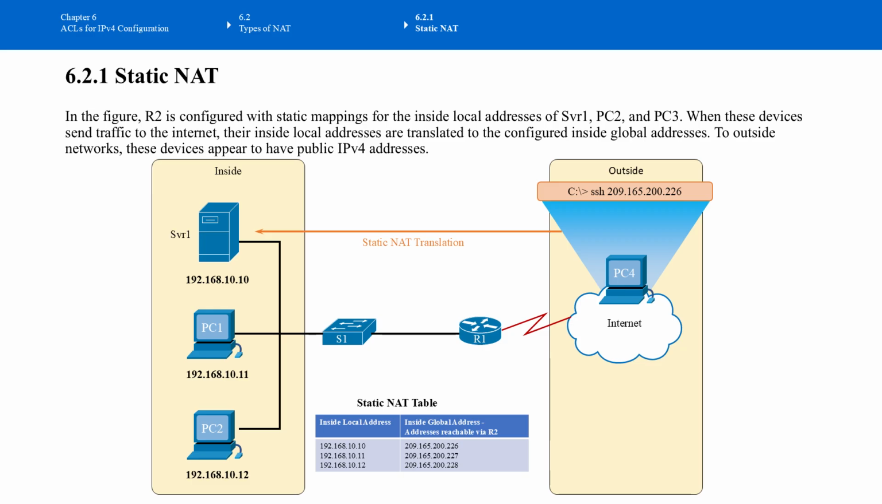On the inside network, we have private IP addresses. The server is 192.168.10.10. PC1 is 192.168.10.11, and PC2 has an IP of 192.168.10.12. These private addresses normally cannot be reached directly from the internet. R1 is configured with a permanent one-to-one mapping.